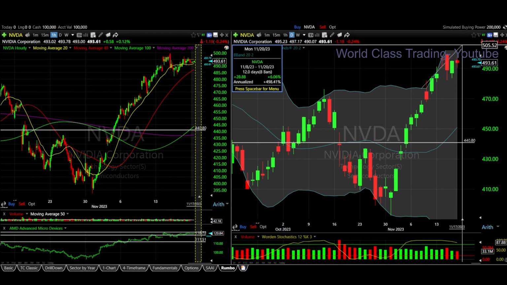And so NVIDIA next week is just going to keep going up and up because it's above the moving average of 20. The edge keeps expanding, right? And with Bollinger Bands, it's just going to keep going upwards.